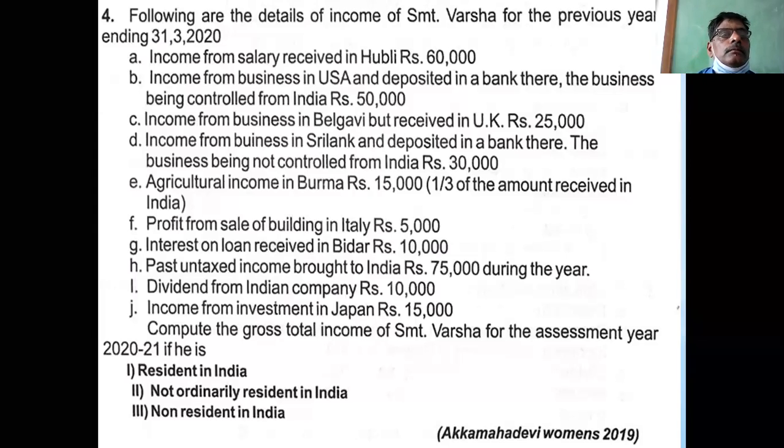Second point, income from business in USA. Business is in USA, deposited in a bank there. It is not received in India. Earned in USA, not received in India. Business being controlled from India. Therefore, it is coming to first column and second column.